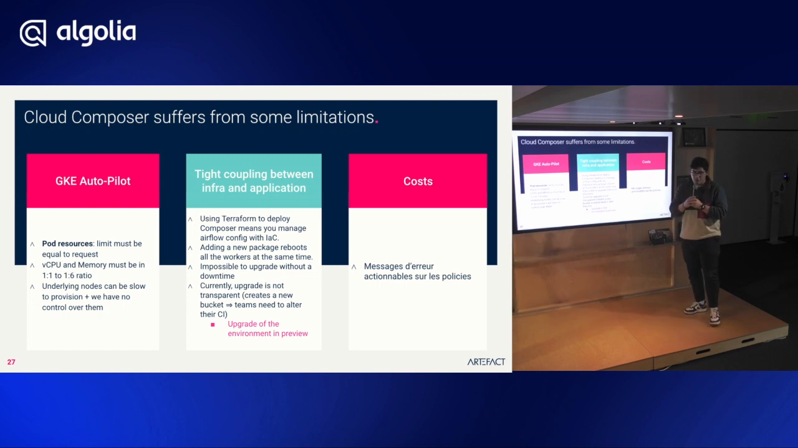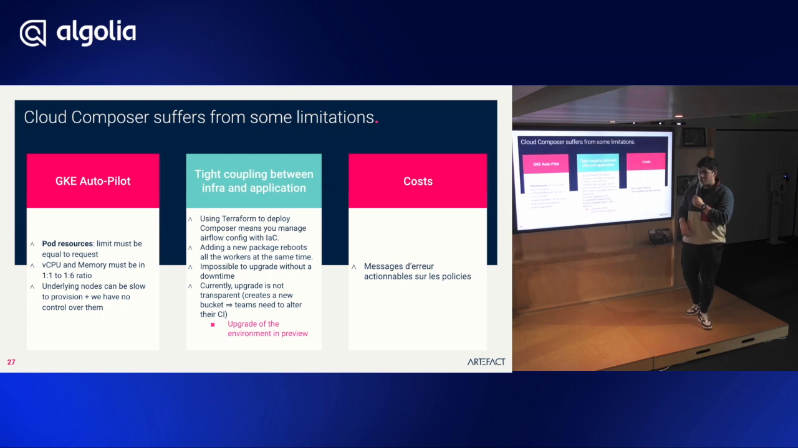The one in the middle, which causes the most issues, as you can tell, is the very tight coupling between infrastructure and application. So we use Terraform to deploy everything on GCP, and that includes Composer. And Composer is at the limit between infrastructure and application, which means that if you deploy Composer with Terraform, you're going to handle the configuration of Airflow with Terraform, which can be very complicated. So for example, if you want to add a new package, it's going to reboot all the workers at the same time. It's not going to do a rolling update, so you're going to have a downtime if you want to adjust the package.